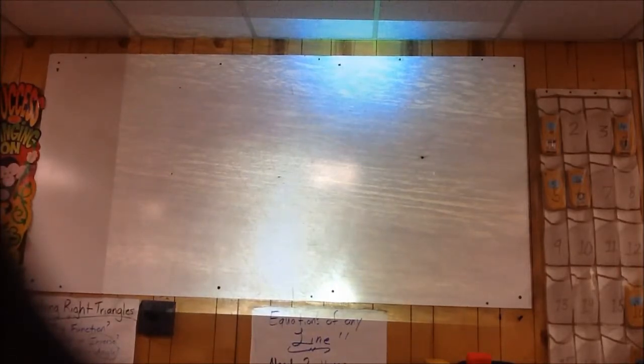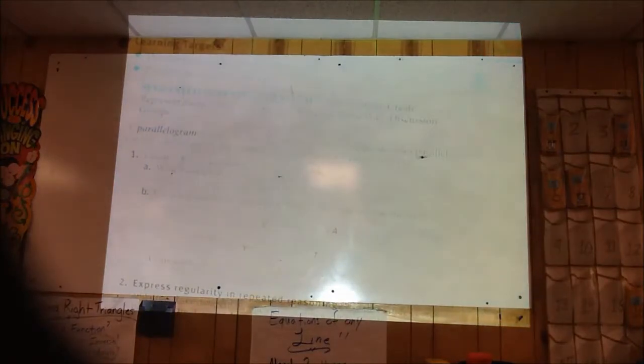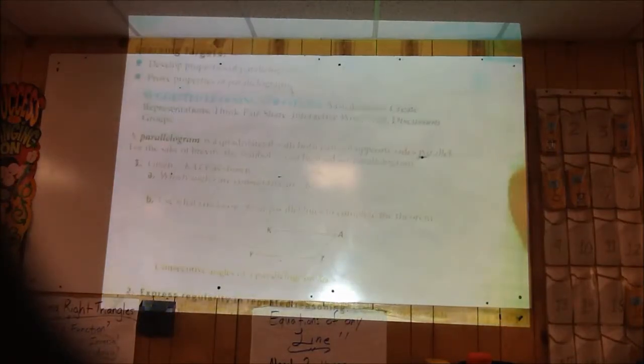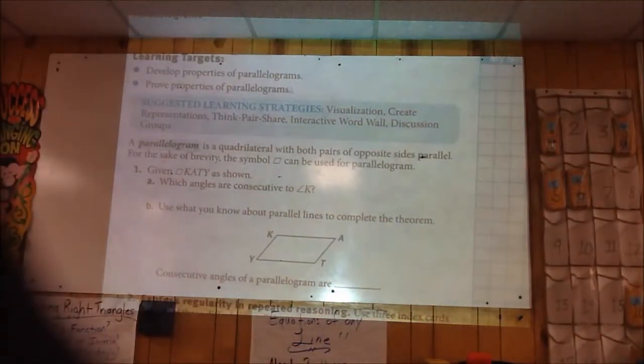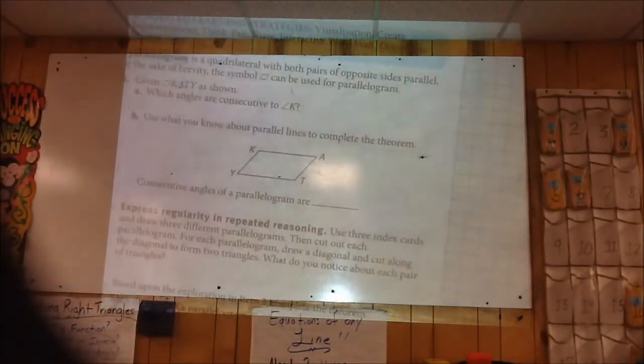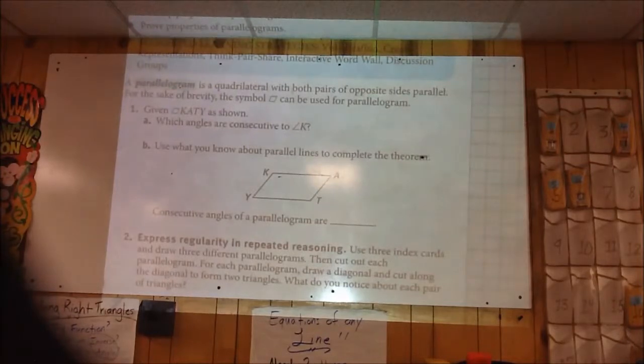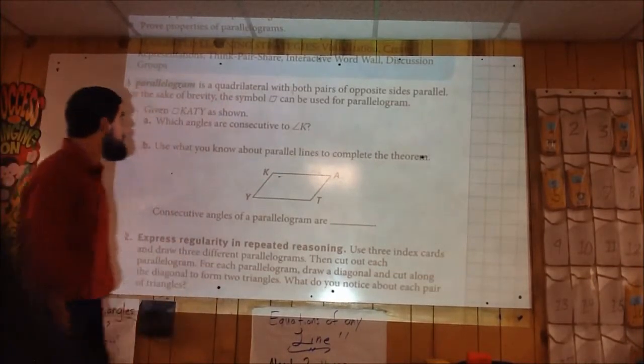Parallelograms, obviously, just by the name, what's unique about this quadrilateral is both pairs of opposite sides are parallel. So if you want to prove that a quadrilateral is a parallelogram, go back to the definition. You need to show that both pairs of opposite sides are parallel.